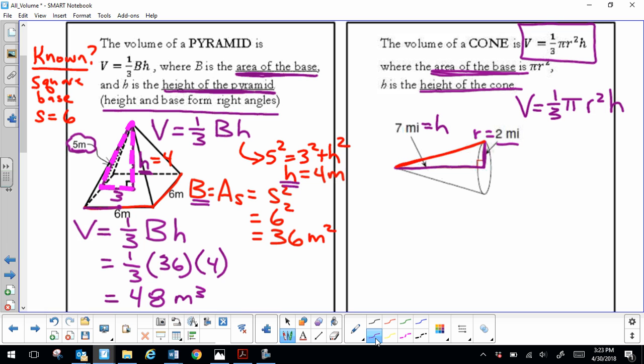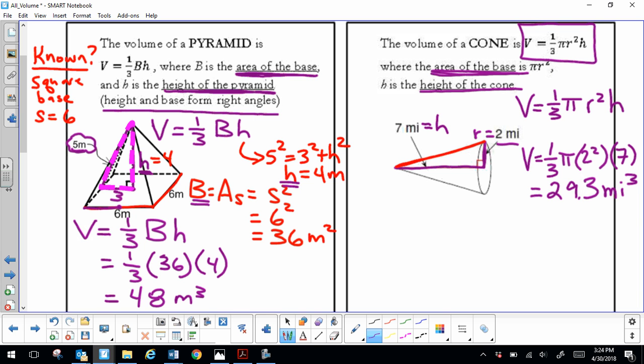So this is kind of a no-brainer. I'm going to just reapply the information. 1/3 pi r, which is 2, h, r squared, which is 2 squared, times h, which is 7. And when you do the math here, you get 29.3. And we're in miles this time, so miles cubed.